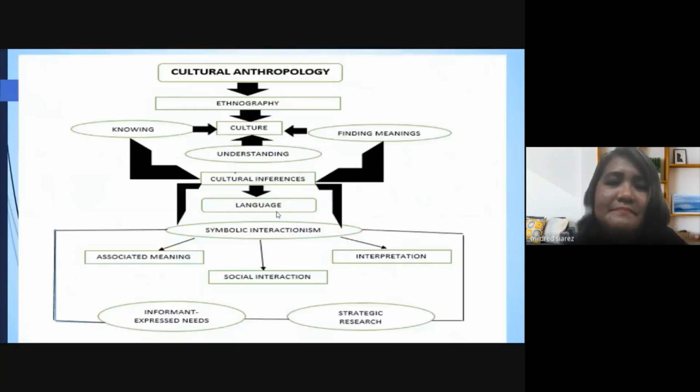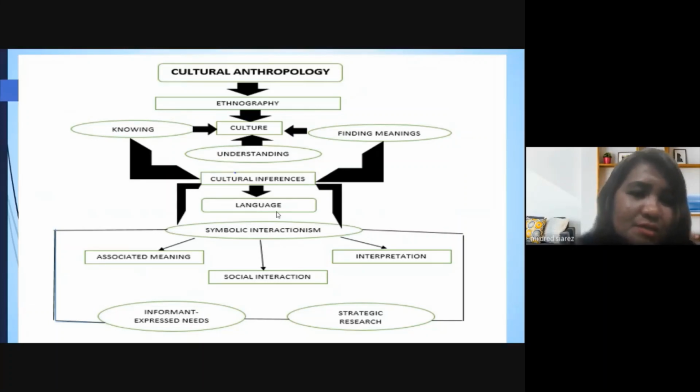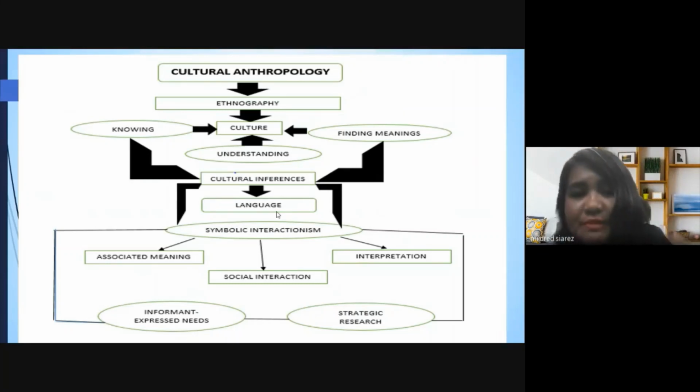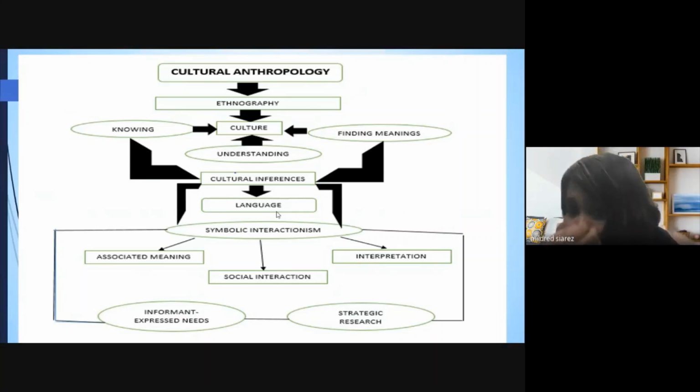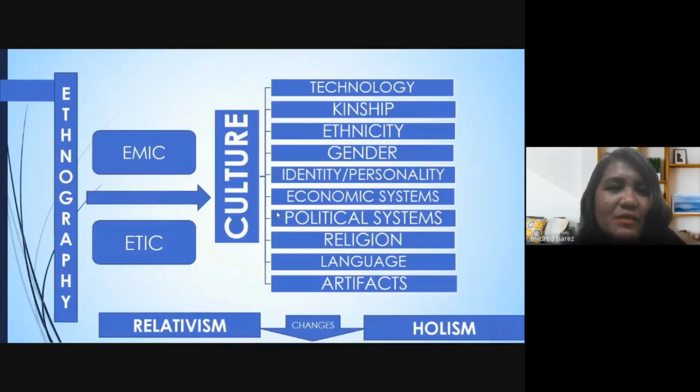Next slide, please. That's how complicated ethnography is. You study the culture, you find meanings, then you understand, then you identify the cultural inferences through their language, then you make social symbolic interactions, you give meaning to their actions and the social interaction, and how you interpret them before you can get the whole set of information. So there's the informant expressed needs, and then there's also the way for you to make strategic research. Next slide. I'll just go deeper on that.